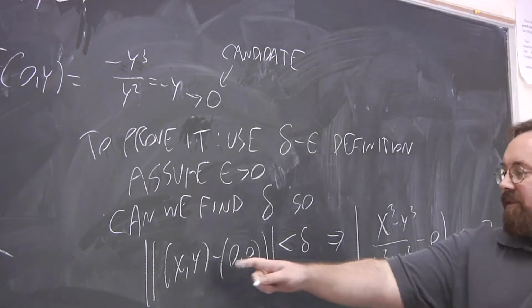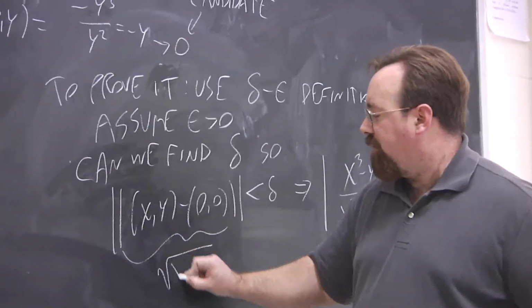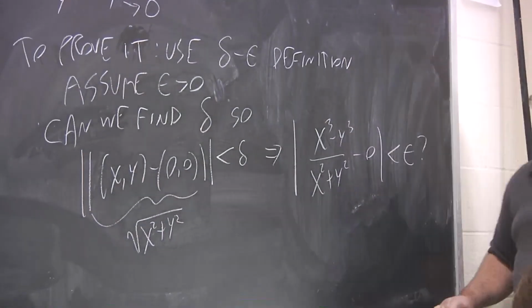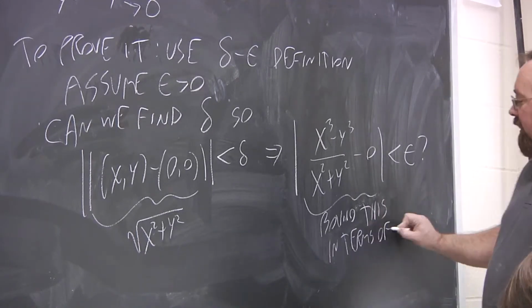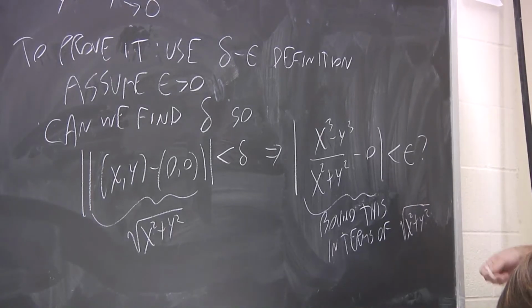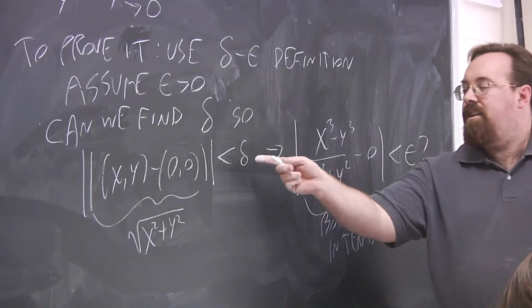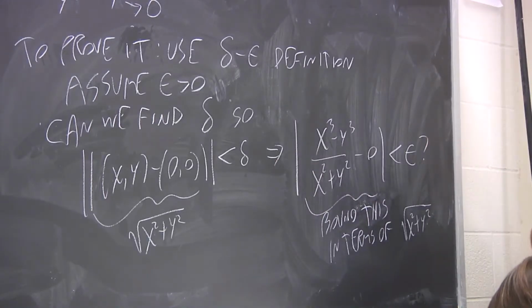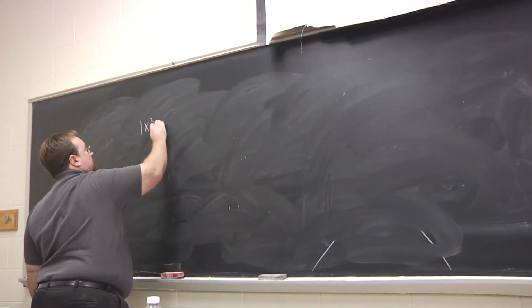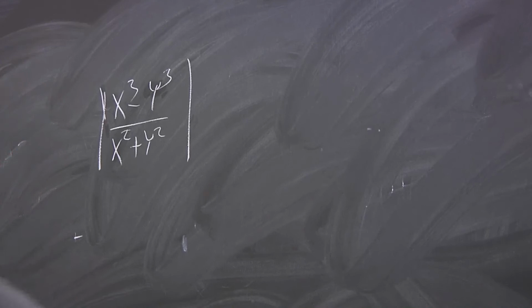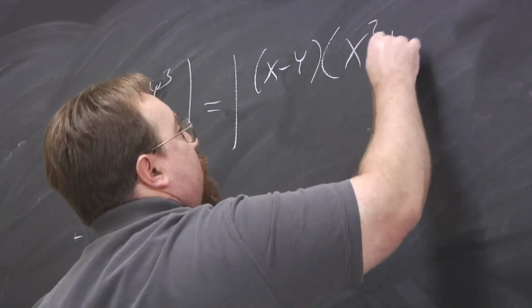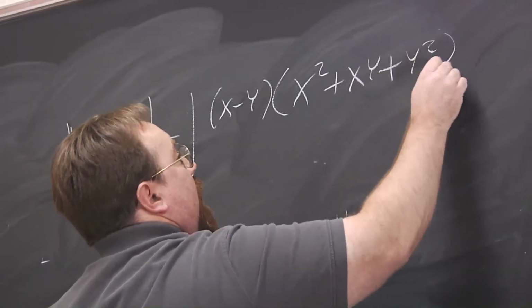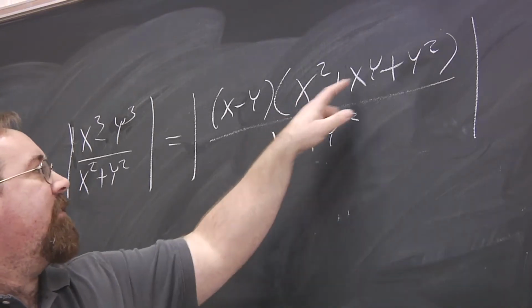This right here is the square root of x squared plus y squared, from the definition of the length of a vector, or magnitude of a point. So what we want to do is find an upper bound for this in terms of the square root of x squared plus y squared. Because if we can do that, then that'll tell us how to define delta in terms of epsilon so that this statement actually works. So let's take a look at x cubed minus y cubed over x squared plus y squared. Now, this is yet another one of those good-to-know things, that this factors to x minus y times x squared plus xy plus y squared. And then we have an x squared plus y squared here. We have it here also.